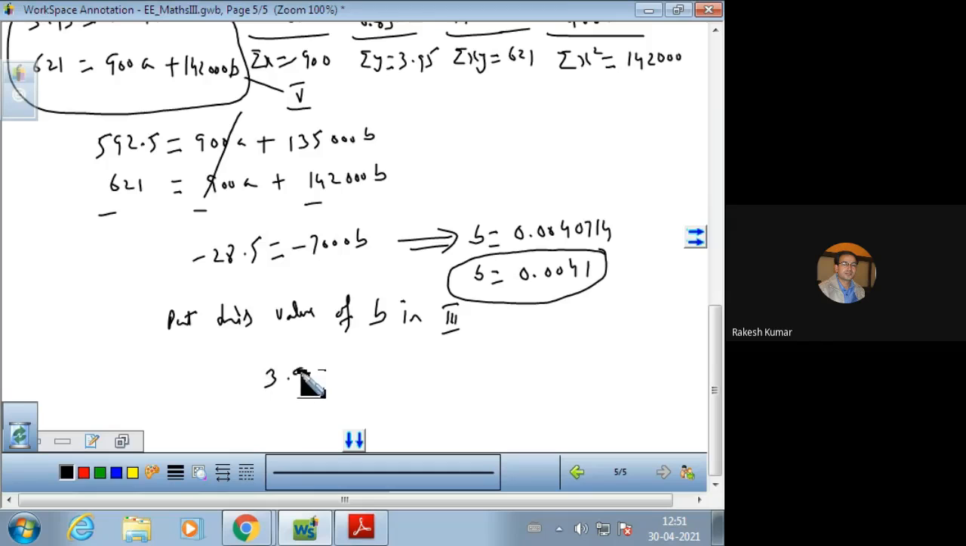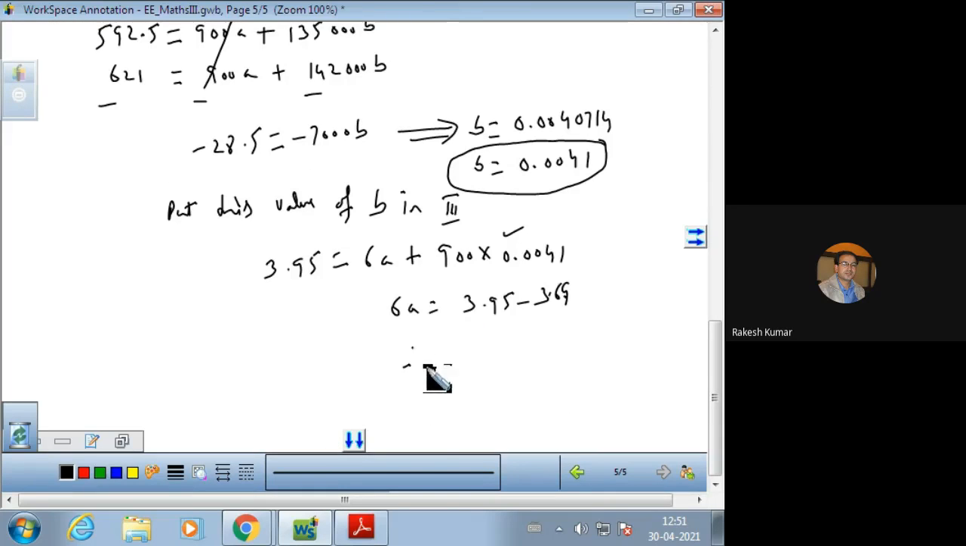So you will have 3.95 is 6a plus 900 into 0.0041. So 6a is equal to 3.95 minus 3.69. After multiplying these two, you will have 3.69. So a comes out to be 0.26 divided by 6. You can use the calculator for these numerical calculations. So this is the value of the second constant a.